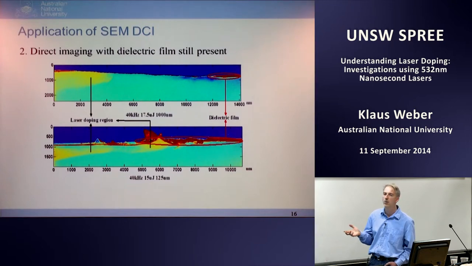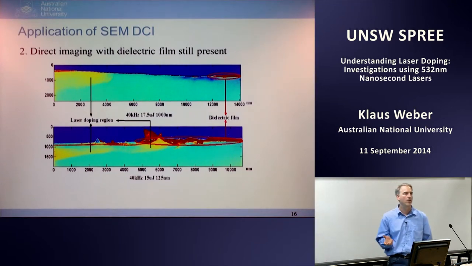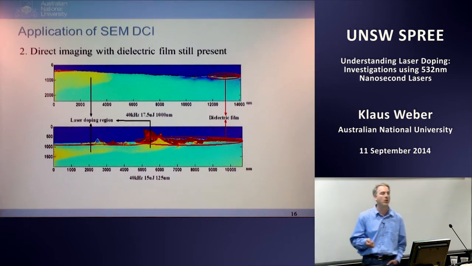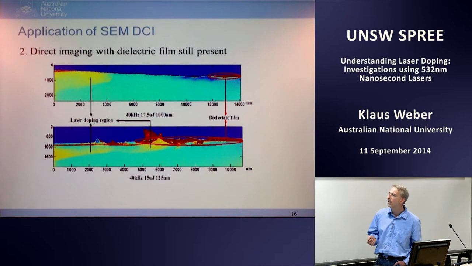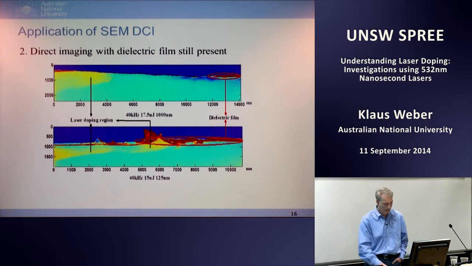The advantage with this process is you don't need to rely on the dielectric as an etch mask. So if you have a dielectric which is not a good etch mask, you can still apply this technique. So once again, you have two examples here. In one case, the doping extends beyond the edge of the dielectric, and in the other case, it doesn't.